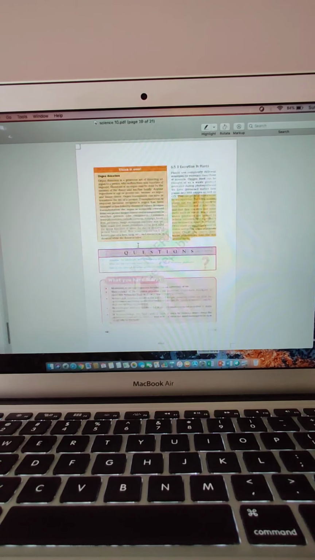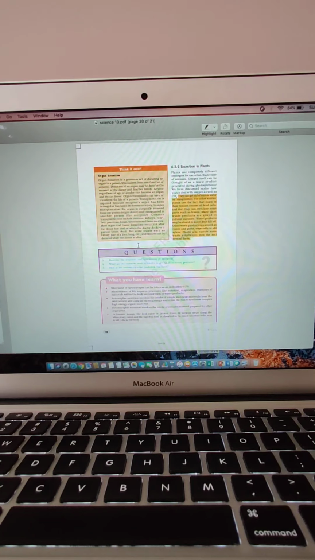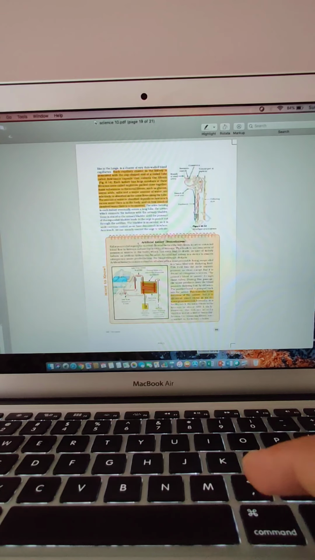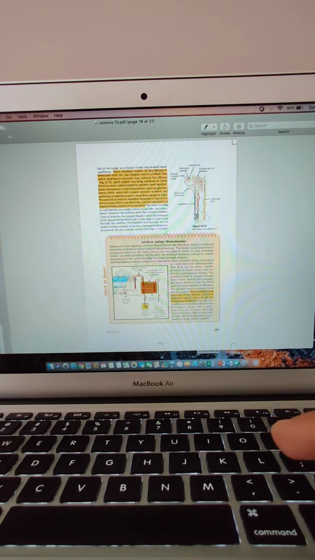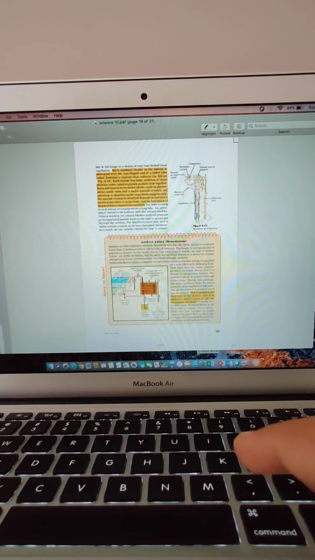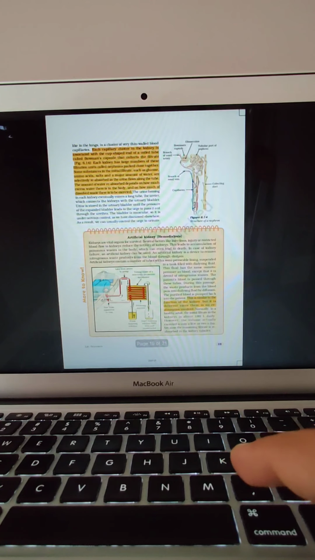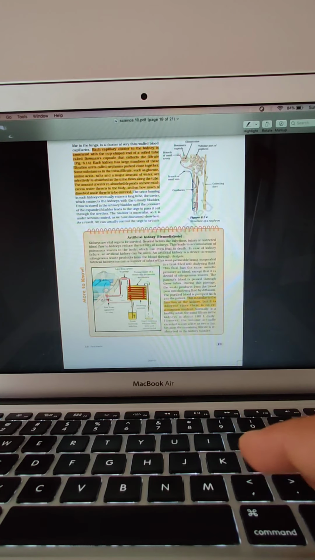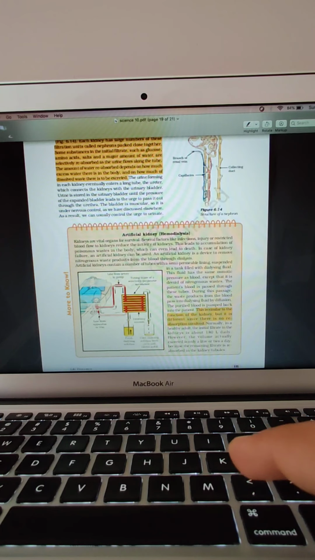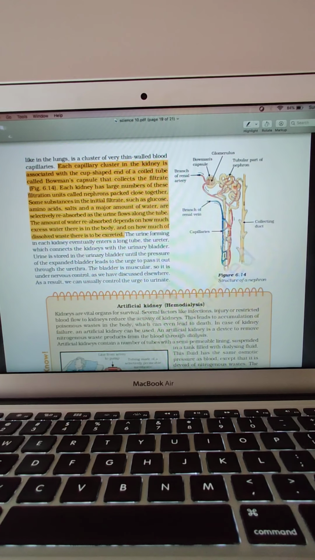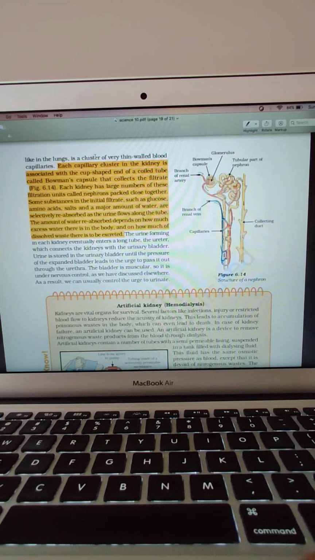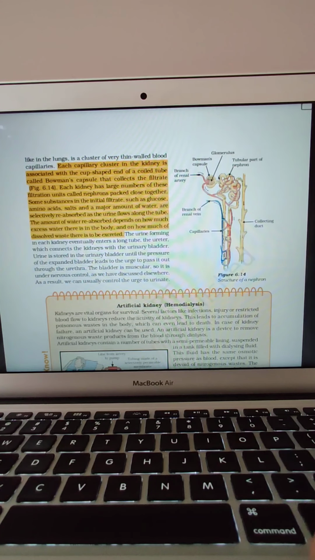Filtration of the blood. That helps in the filtration of blood. So when we talk about the structure of a nephron, the structure of a nephron basically consists of a tubular structure and a cup-shaped organ. So here you can see the structure of a nephron. Highly coiled capillaries are present.